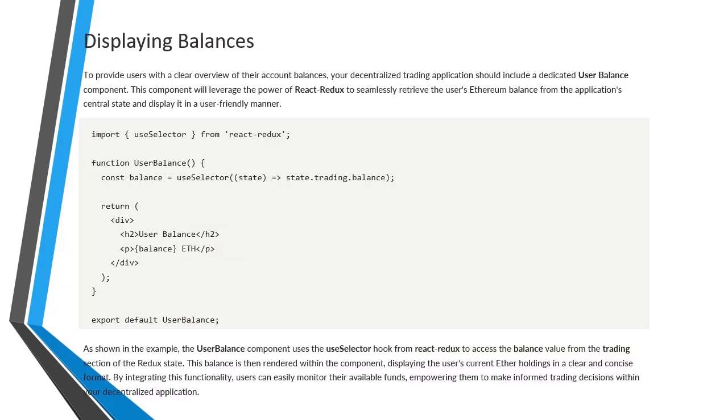And then finally we export the default tradingReducer. For displaying balances, we have already seen this script. Here it is again. You can see it again. We have discussed this earlier.